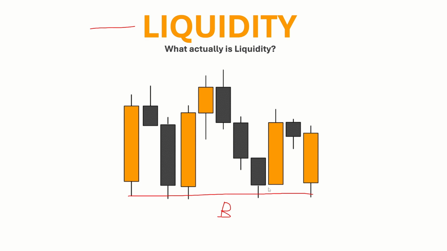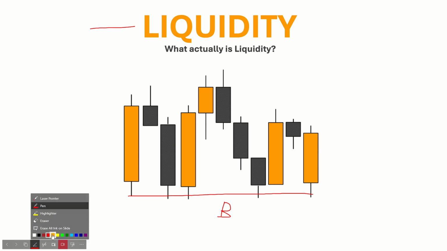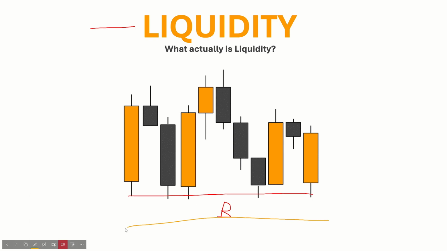With all these buyers in the market right here, there are a lot of stop losses down here. So SL for stop loss. Everyone buying, they've entered their position on the red line, for example. This is their entry price right here, and this is their stop loss.